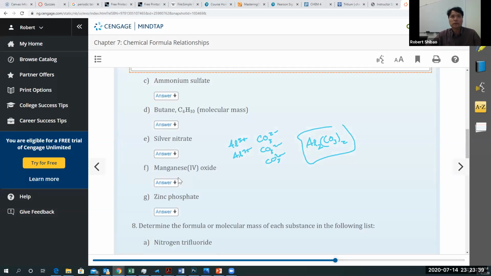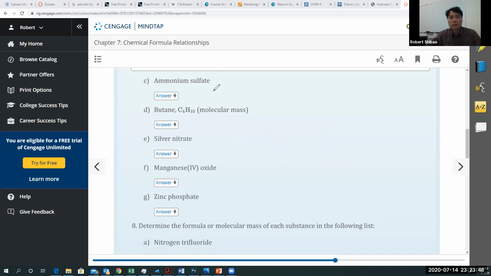Ammonium sulfate. I want to make sure we get the formula for ammonium sulfate correct. In fact, let's get all the formulas here first and then figure it out. Ammonium sulfate is NH4. We need 2 of these because the sulfate is a 2-. This is butane, C4H10. Silver nitrate, silver is a +1, nitrate's a -1, so that balances out nicely. Manganese 4, okay, manganese is a 4+, oxide's a 2-, so we're going to need 2 oxides for every manganese. Zinc phosphate, zinc is a 2+, phosphate is a 3-, and so we'll need 3 zincs and 2 phosphates to balance this out.